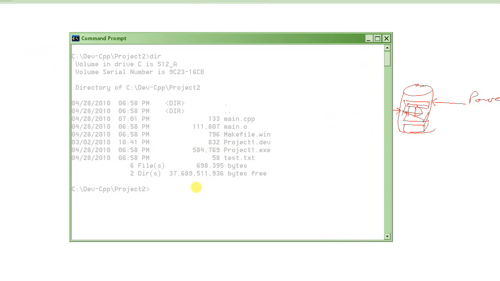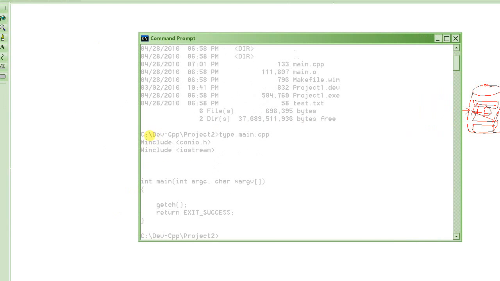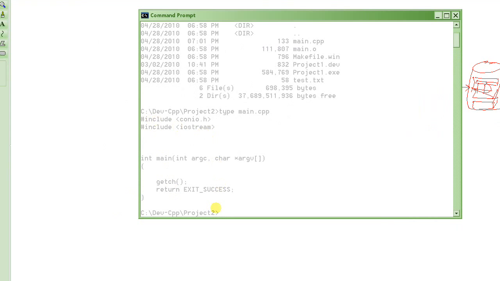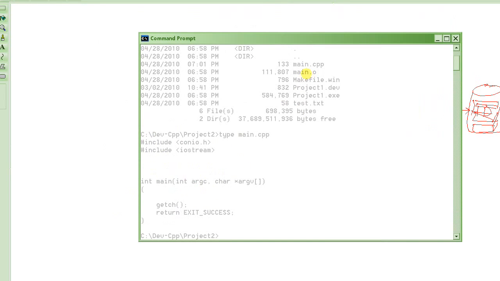Now there are two different major types of files. Actually there are many types of files, but broadly speaking there are two types of files. One is the text file, the other one is the binary file. A text file is a file that you can print or display on the screen. For example, main.cpp is a text file. If I do a type, you see the characters of my last program that I worked on. Okay, you see this, all these are printable characters.